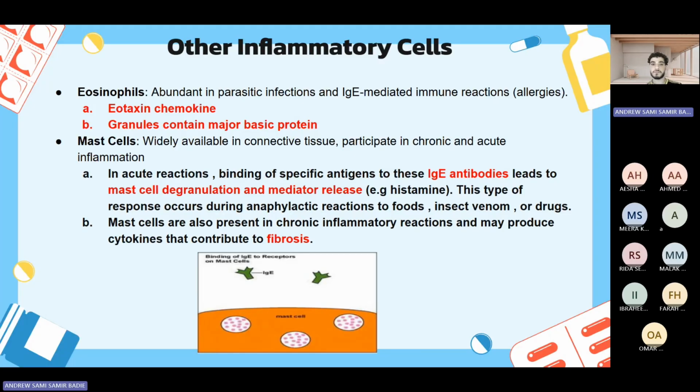Also, mast cells are important in both chronic and acute inflammation. In acute reactions, IgE antibodies bind to the mast cells, as you can see on the diagram, and cause mast cell degranulation. The mast cell releases all of its contents, like histamine, and sometimes this is the cause of anaphylactic shock or allergies, for example. In a chronic inflammation setting, they actually contribute to fibrosis. So remember, mast cells have different roles in acute and chronic inflammation.